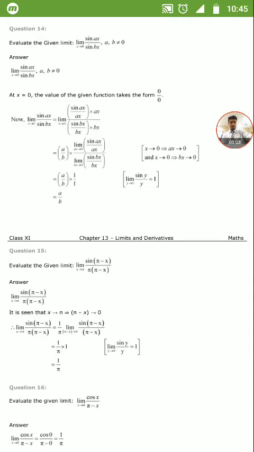So we had done the algebraic portion for the limits. So now we have to move on to the second portion, which is the trigonometric part. Okay, so question number 12 should be done by you.